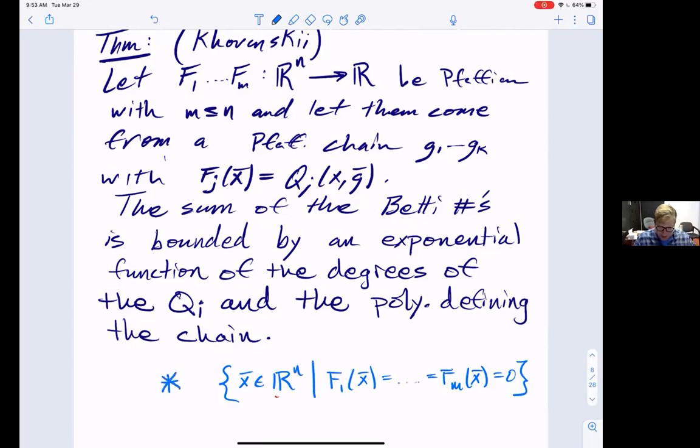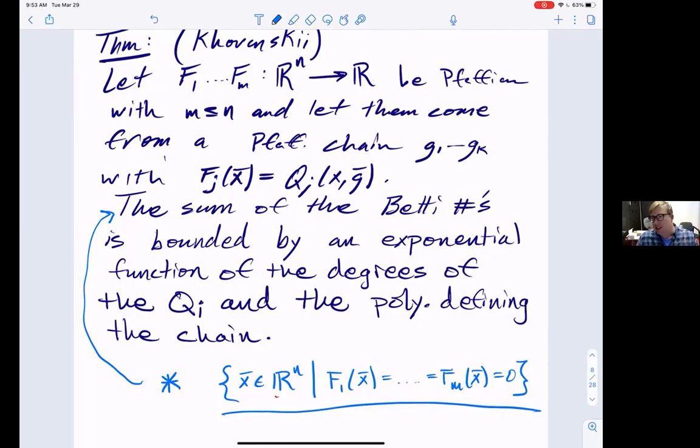For some reason, I didn't write it down, but the sum of the Betti numbers of this set, and it's not important what that is. You can just read this as a generalization of what I'm going to say. Instead, the number of components of this zero set is bounded by a completely explicit function of the degrees of the Q_i's and the degrees of the polynomials that appear in the chain. So you have a completely explicit estimate from the differential equations for, say, the number of zeros of such a set when this set is discrete, when it's zero dimensional.